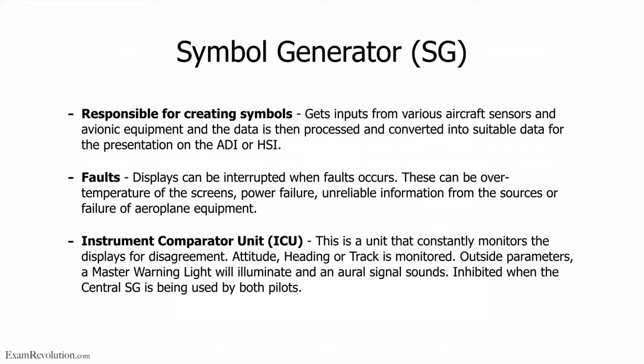And now the big thing is that you need to remember that the instrument comparator unit is inhibited when the central symbol generator is being used by both pilots. Now inhibited means that it's not working. Right? I know that word also took me quite a while to understand. So if you're not familiar with that word, it just means it's being put off, right? Inhibited is just a fancy word for off. So it's off when the central symbol generator is being used by both the pilots, right?